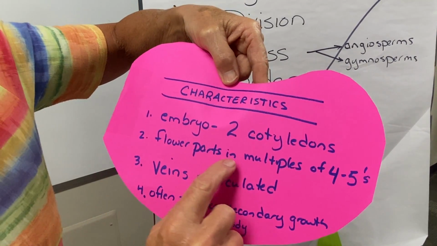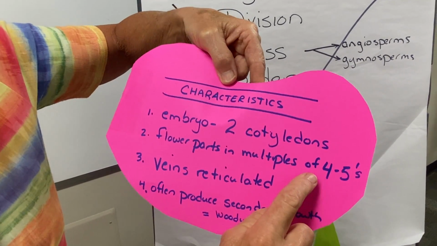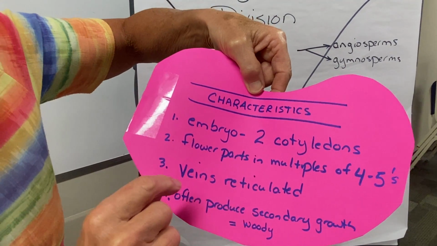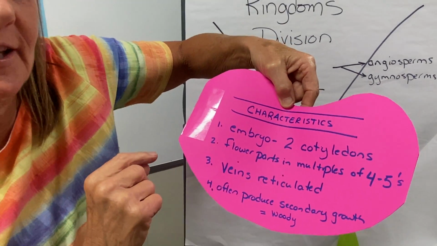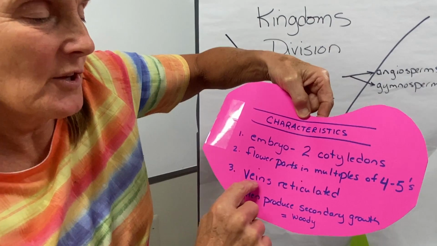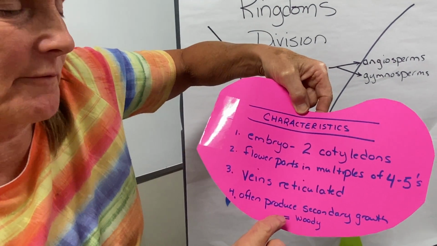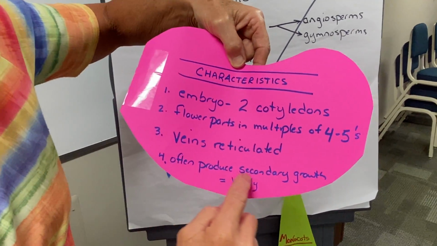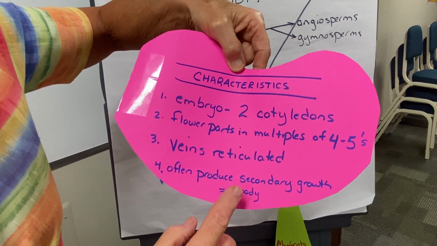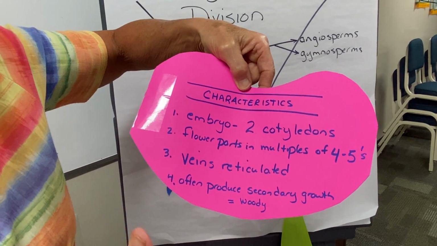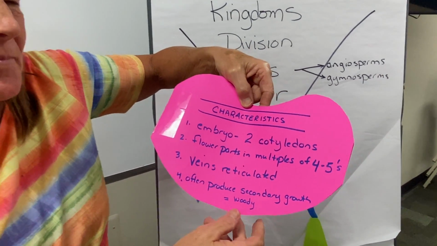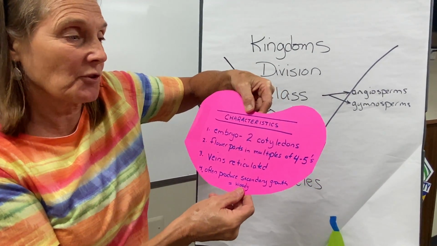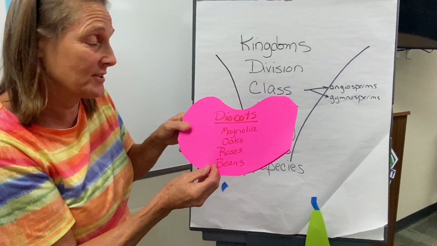Their flower parts are always in multiples of 4s and 5s. Their veins are reticulated, meaning they're net veined. We're going to look at the other grouping, which has parallel veins. So reticulated means a network of veins. And we often know this grouping of plants because they become very woody and they can make bark. And the bark produces secondary wood over and over. Your perennial plants that die every year don't make this secondary growth. So that's one big group called dicots.